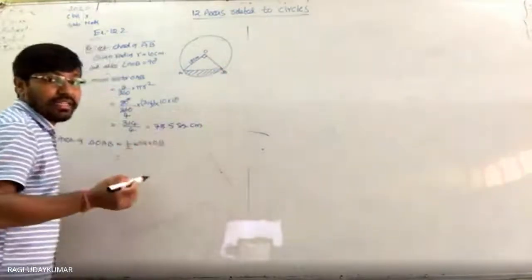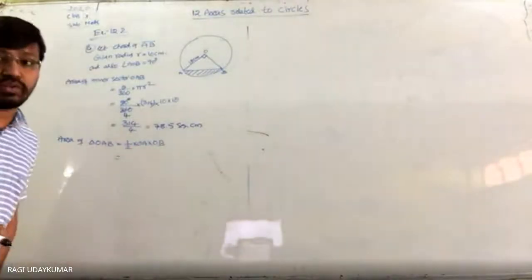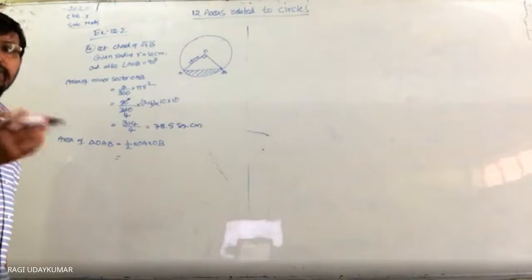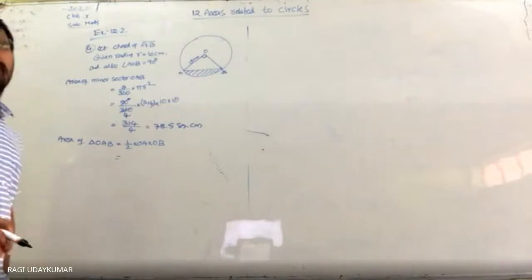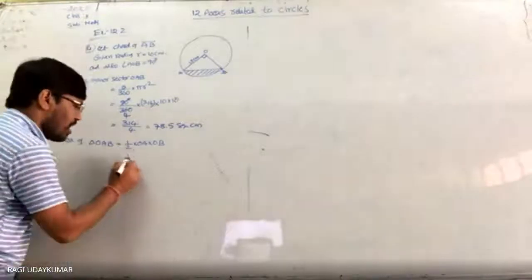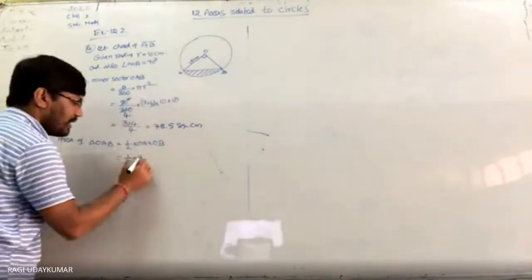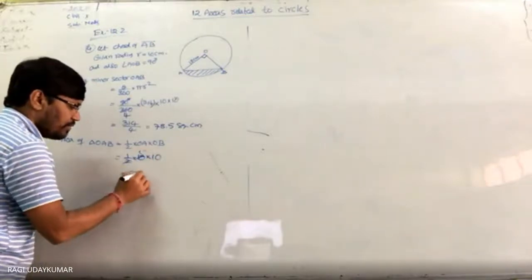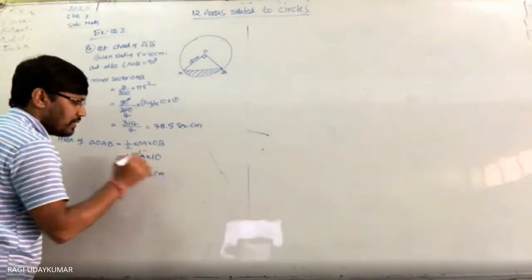Sir, if it is not 90 degrees, if a 60 degrees question is given, then what to do? If the 60 degrees radius is given to you, different problems will come, and in that situation what to do, I will explain to you. Okay. Now here half into OA. OA is 10 here and OB is also 10. Half into 10 into 10 is equal to 50 square centimeters.